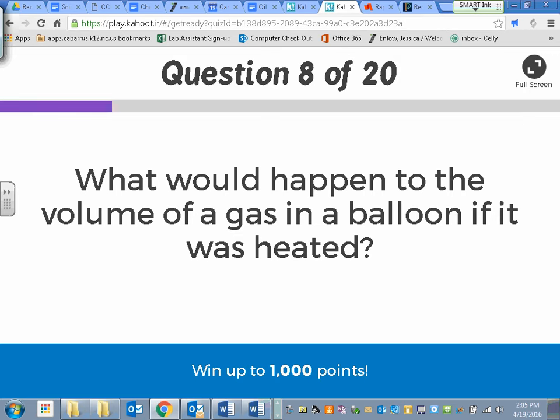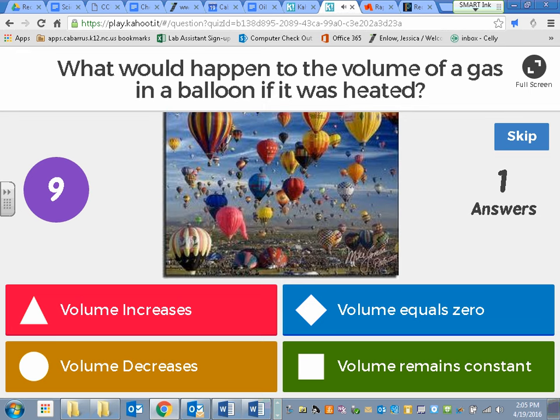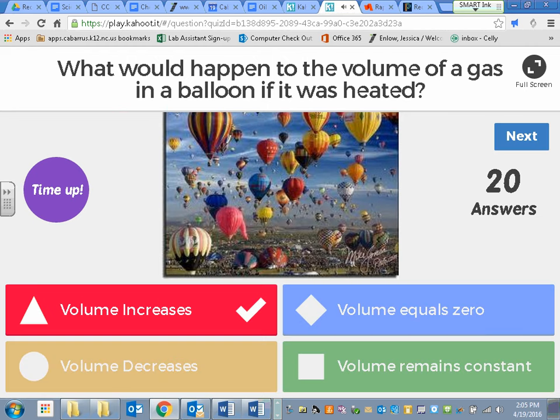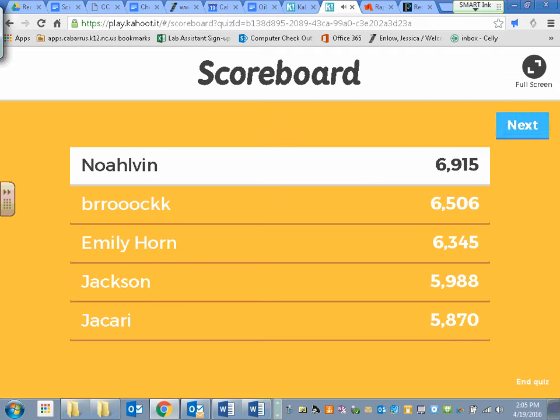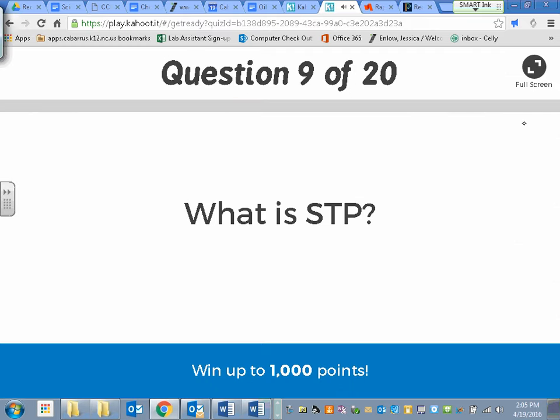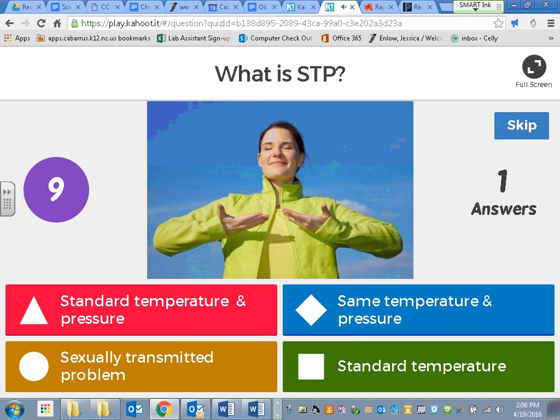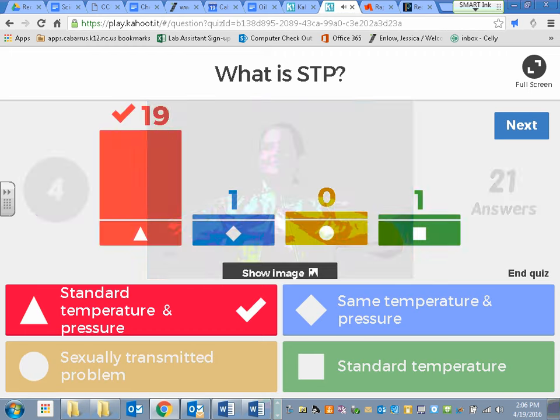What would happen to the volume of gas in a balloon if it was heated? It's a great application. Upside down. Good, good. I don't need to go with that one. That's the hot air balloon one. STP. Cookies. 26. Okay. Overall, we know what STP is.